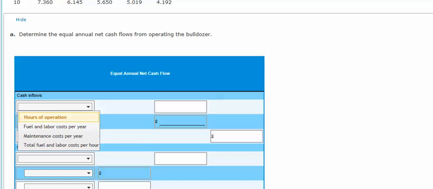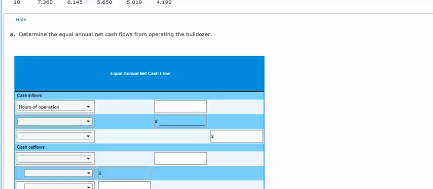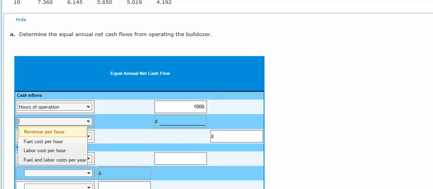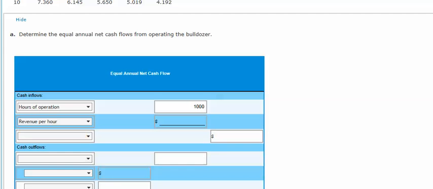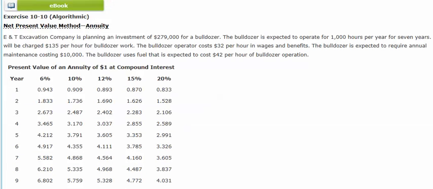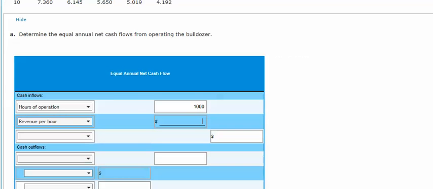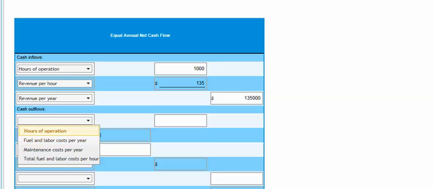So here we can go hours of operation, and it said 1,000 hours. I'm going to multiply that times my revenue per hour, and I think that was 135, but we'll check it. Yes, 135. That'll give me my revenue per year. So that's going to be 135 and three zeros behind it. That's 135,000.